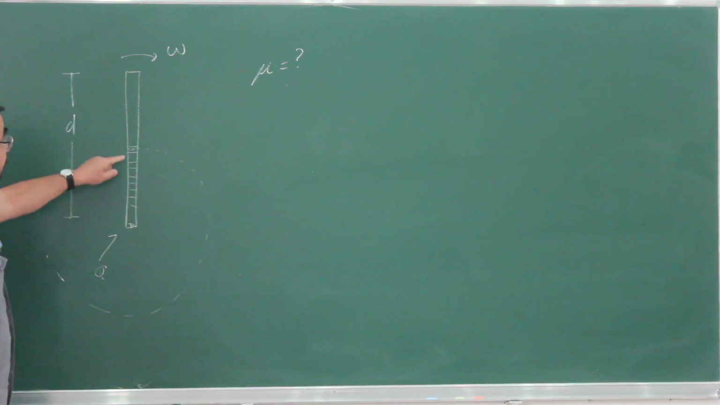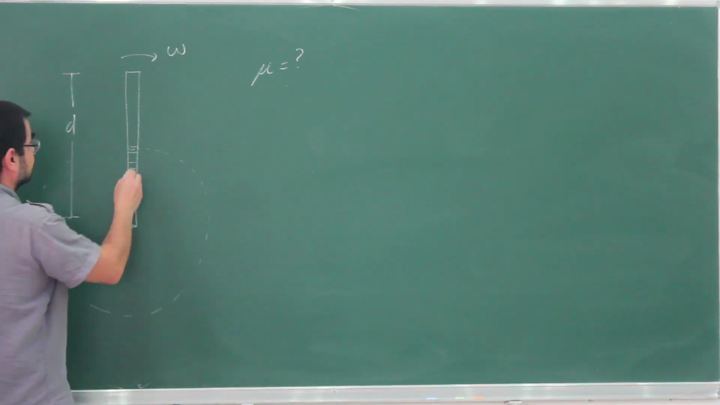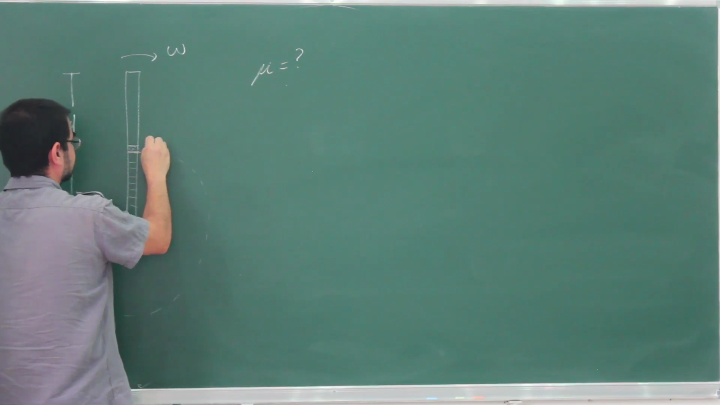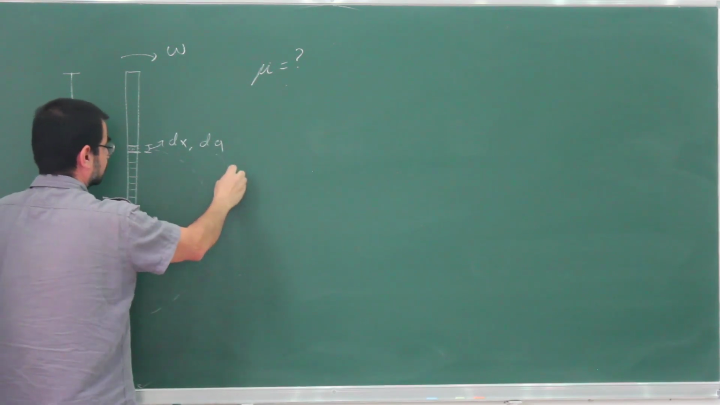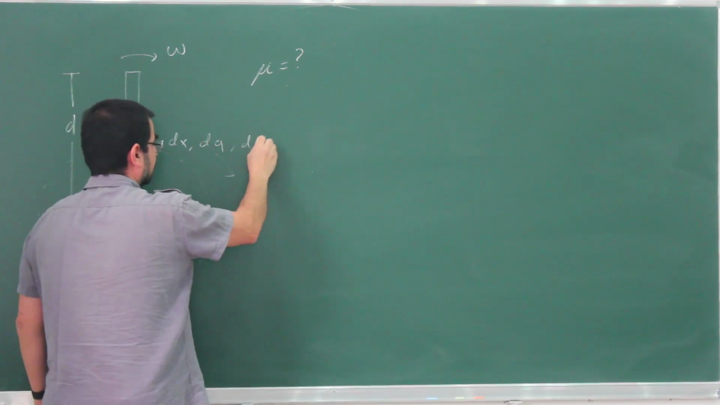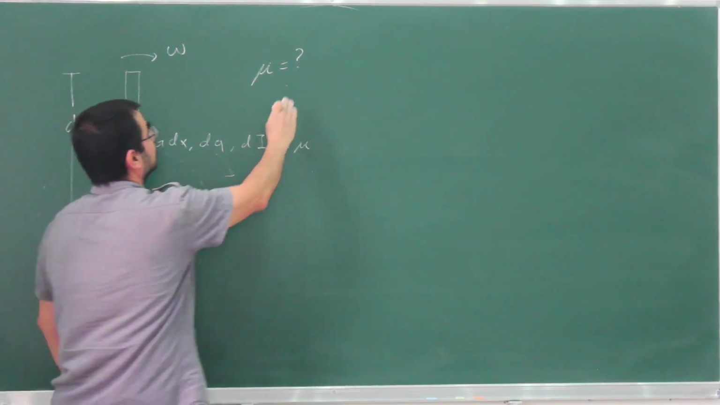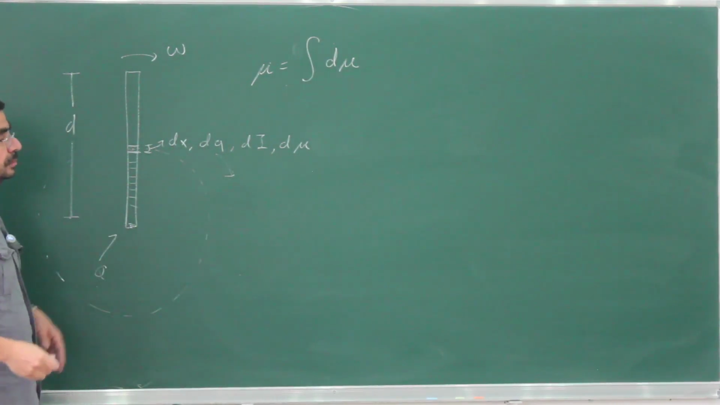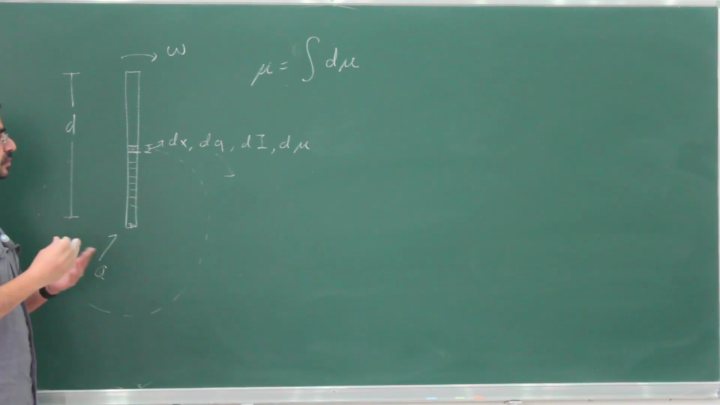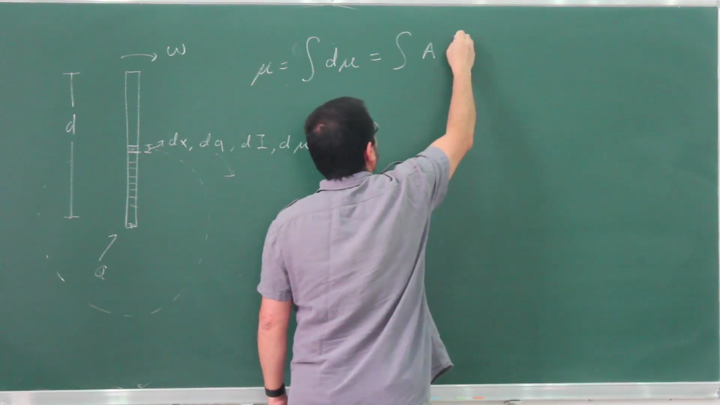Now, to do that, I need to know the effective current passing through this, and at the same time, I need to know the charge going through that. So let's say that this is some thickness dx, and it has some charge dq. So this is going to correspond to some di, which is then going to lead to some d mu. Okay, so this mu is going to be the integral of all those d mu's. Now, that d mu, the magnetic moment is normally the current times the area. Here our current is infinitesimal, so this is the area times di.